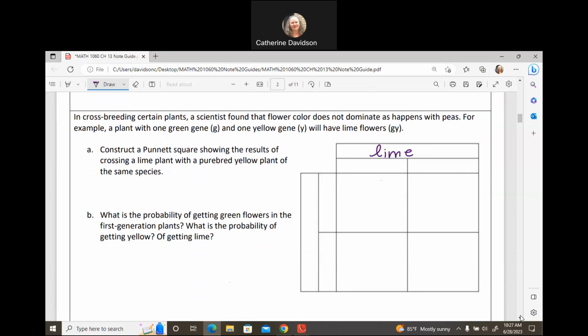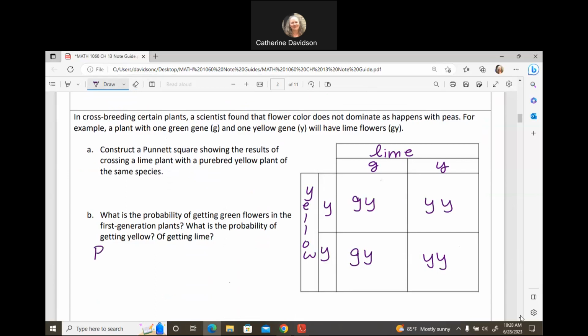So lime, it's going to be GY, and yellow will be 2 Ys. So we have the lime and the yellow in each box of the square. All right, so what is the probability of getting green flowers in the first generation plants?